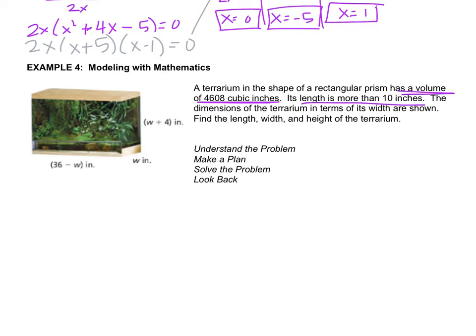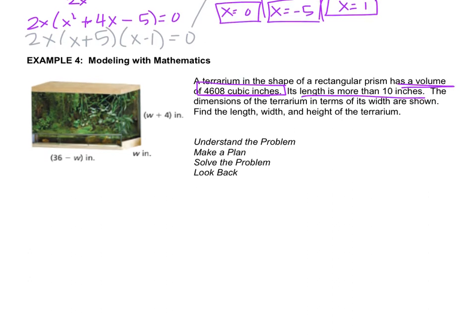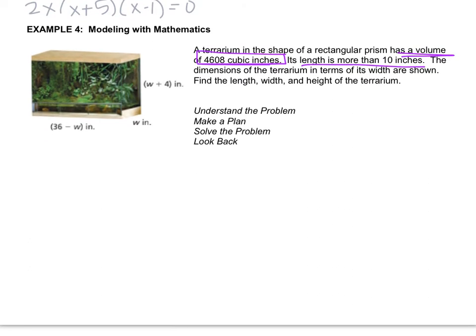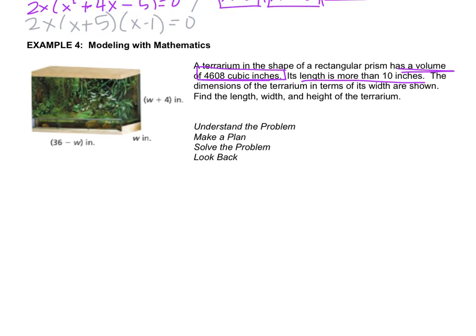But what we can do is use this number for the volume. So remember, volume of a rectangular prism is length times width times height. So I'm going to use that idea, and it's just going to be a little more complicated with polynomials. So it's going to be 36 minus w times w plus 4. Okay, no big deal. That's going to equal 4,608.